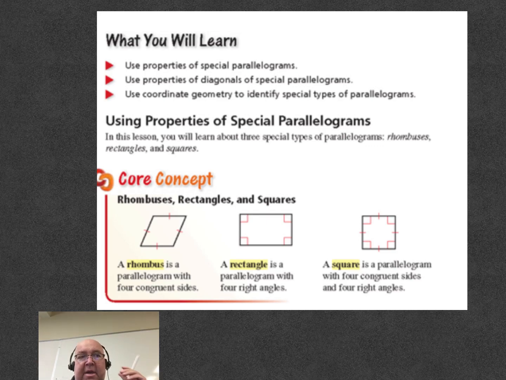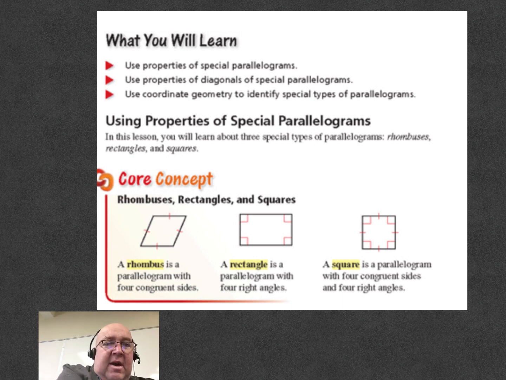In this lesson, we're going to look at some properties of special parallelograms. First off is a rhombus. A rhombus is a parallelogram that has congruent sides. All four sides are congruent. So not only are they parallel, they have the same measure of length.